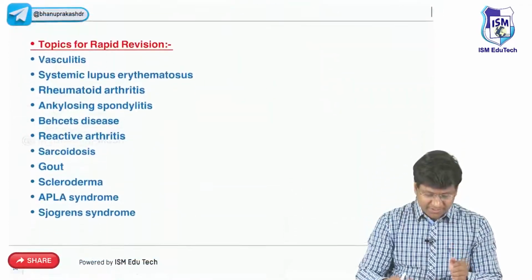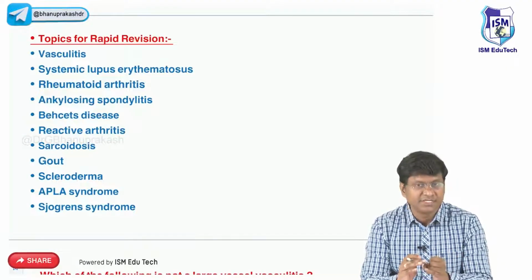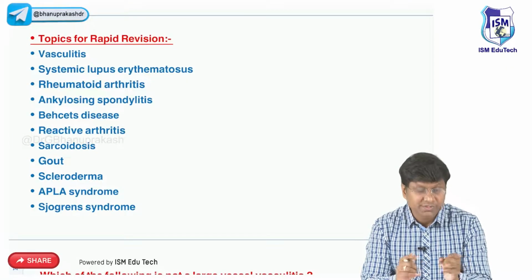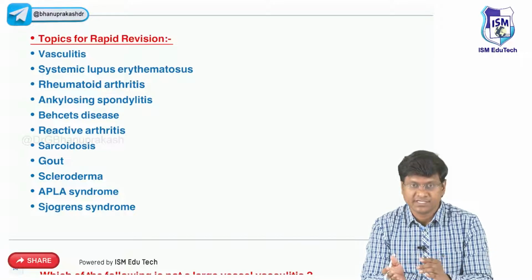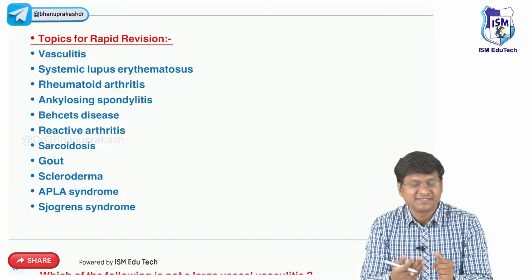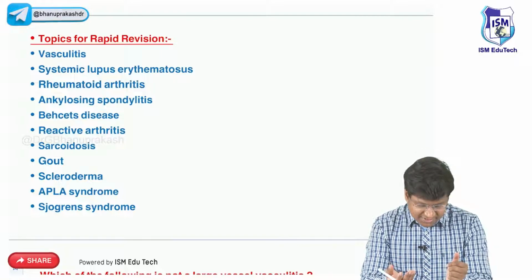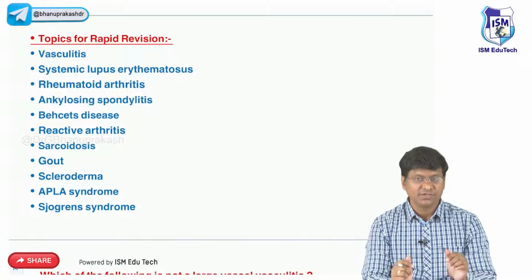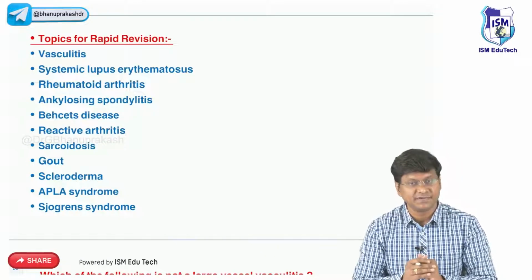The first topic that we will be starting is the connective tissue disorders. These are all the topics I'll be revising: vasculitis, systemic lupus erythematosus. In vasculitis, I'll try to cover all the types, that is large, medium, and small vessel vasculitis, then rheumatoid arthritis, ankylosing spondylitis, Behcet's, reactive arthritis, Sjogren syndrome, Scleroderma, then gout, and then Apla syndrome. So these are all the topics that we'll be covering in today's rapid revision of the connective tissue disorders.